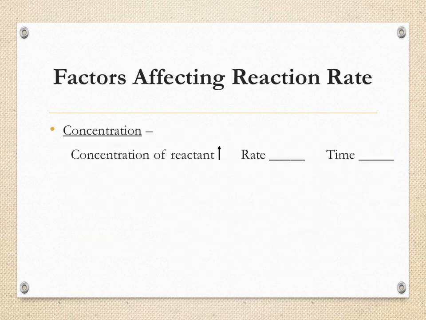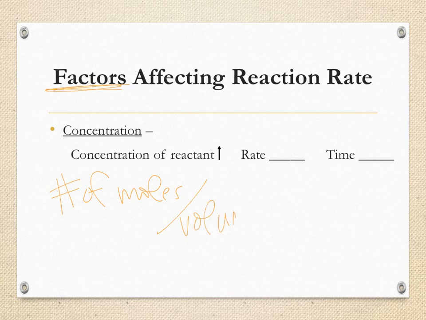There's a couple of factors that affect the rate of a reaction, and the first one is concentration. Concentration is the number of moles or the number of molecules of a particular thing in your container divided by the size of the container or the volume of your container. So if you have a greater concentration, that means you have a greater number of moles, which means that you have more things in your container, so the reaction is going to happen quicker because they will collide more often.